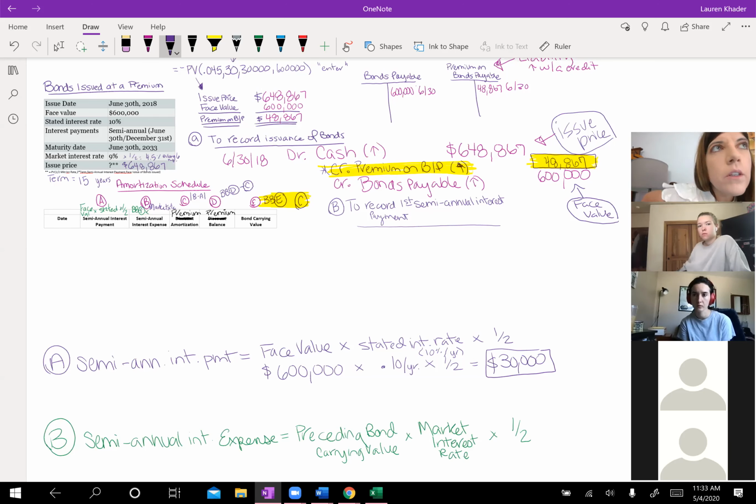What needs to happen to the bond carrying value for a bond issued at a premium? What are we going to pay back at maturity? Instead of adding, it goes down. Correct. At maturity, we're going to pay back face value of 600,000. We started at a number higher than face value, so we need to subtract. That's the only calculation that's different in this schedule.